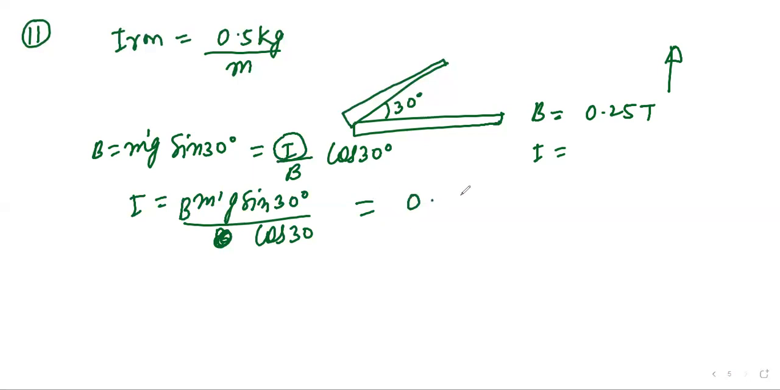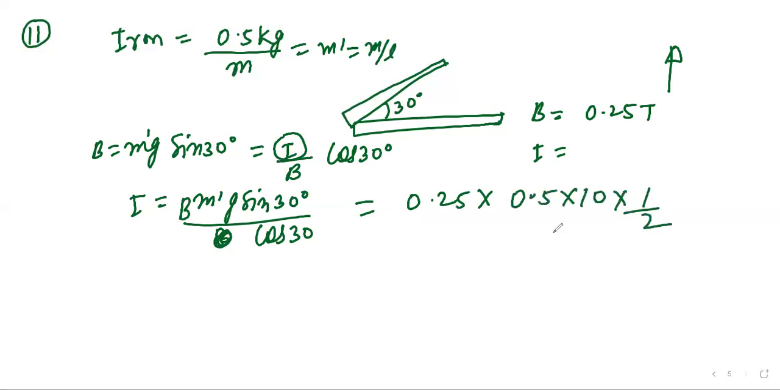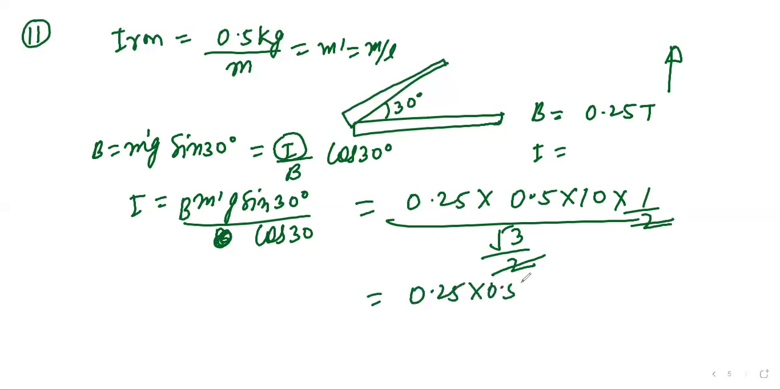B is 0.25. M dash we know, that is the mass per length, so it is 0.5. G is 10. Sine 30 is 1 upon 2, cos 30 is root 3 by 2, so this and this will get cancelled. So it is 0.25 into 0.5 into 10. It is coming out to be 11.32 ampere. So this is the current value.